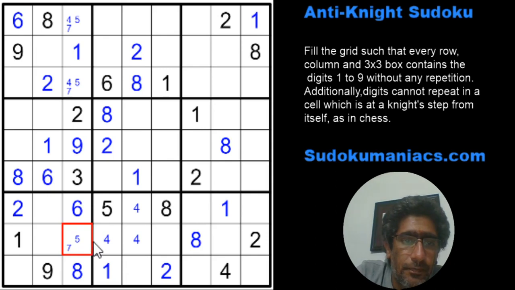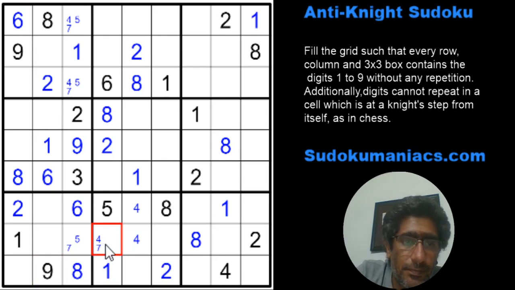Alright? Now this. I can't have a 1, I can't have a 2, I can't have a 3 because at a knight step. I can have a 4. 5 is not possible, 6 is not possible, 7 is possible, 8 is not possible. Again, 9 is at a knight step, so that's not possible.